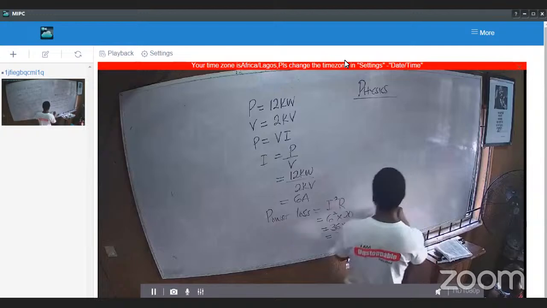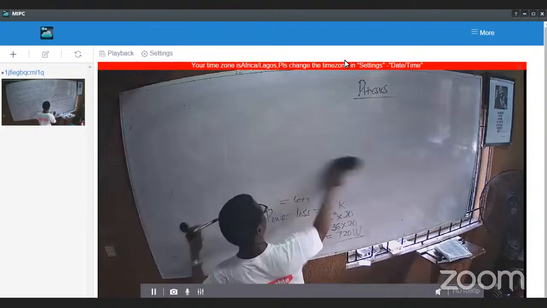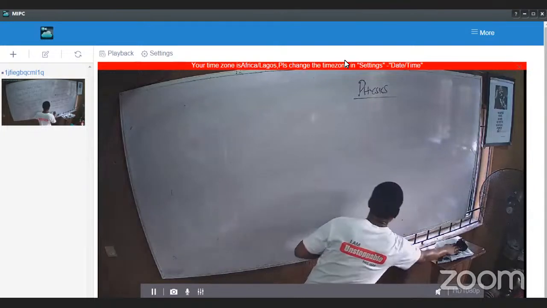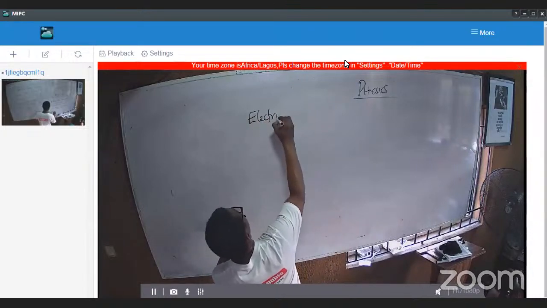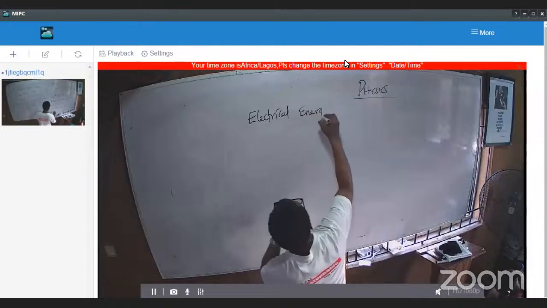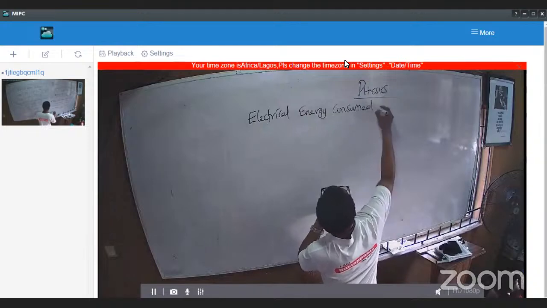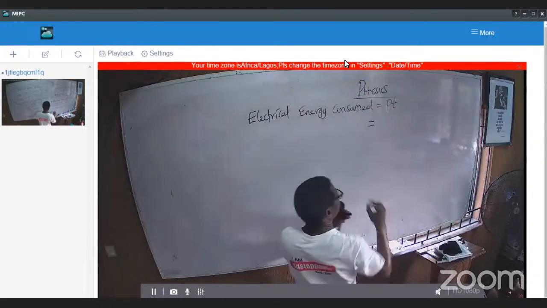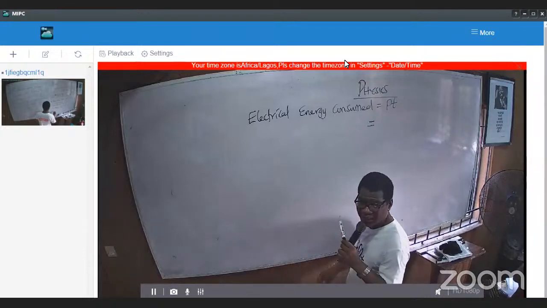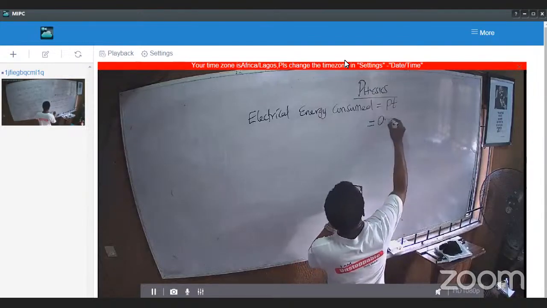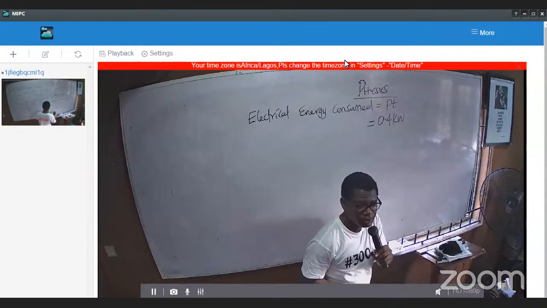You should be able to do it, but let's do that. We have electrical energy consumed. Don't forget, we have just mentioned that it must be in kilowatt hour. So that will be power times time. How much watt is the lamp? 400 watts. So you must convert to kilowatts. So 400 watts will be 0.4 kilowatts. Do we agree? What is the time?